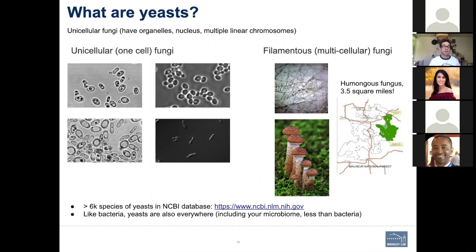So again, there's a lot of different kinds of yeast. 6,000 species of them have been described in the NCBI database, and we're discovering new ones all the time. Like bacteria, the yeasts are everywhere, including your microbiome, although they make up a lesser proportion of your microbiome than the bacteria do.